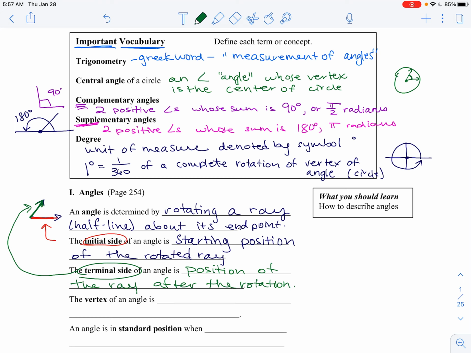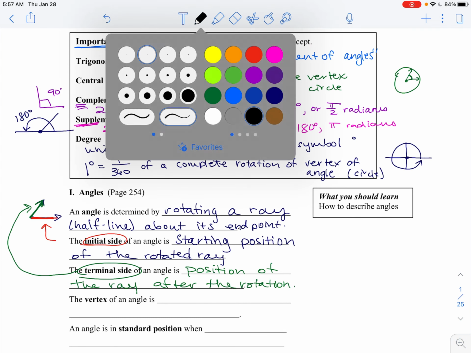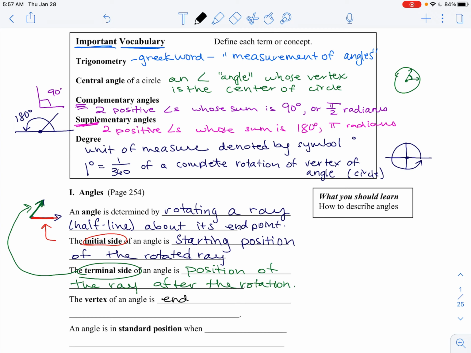And the vertex of an angle is the end point. Let me change my color. Is the end point of the ray used in the formation of the angle. And we know that's right here, where the vertex is right there, okay?